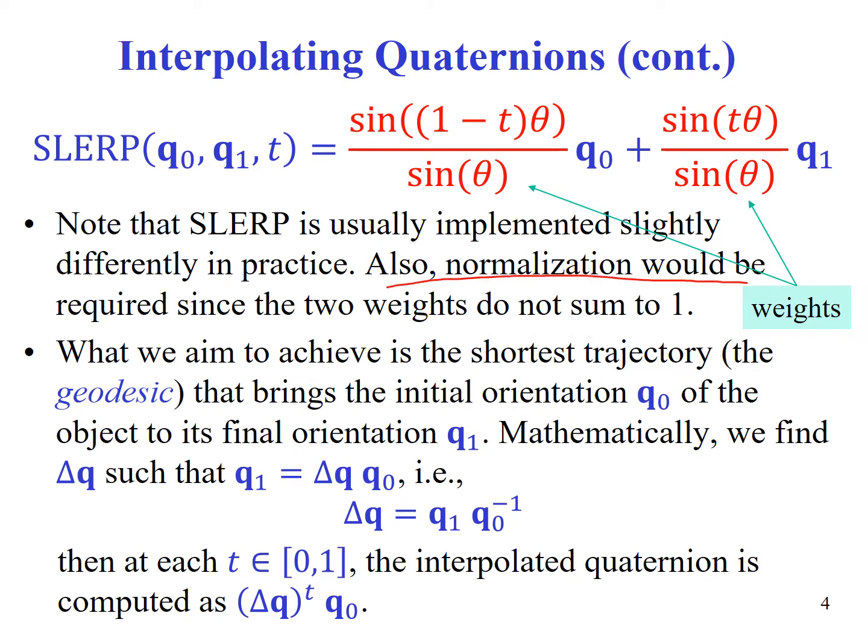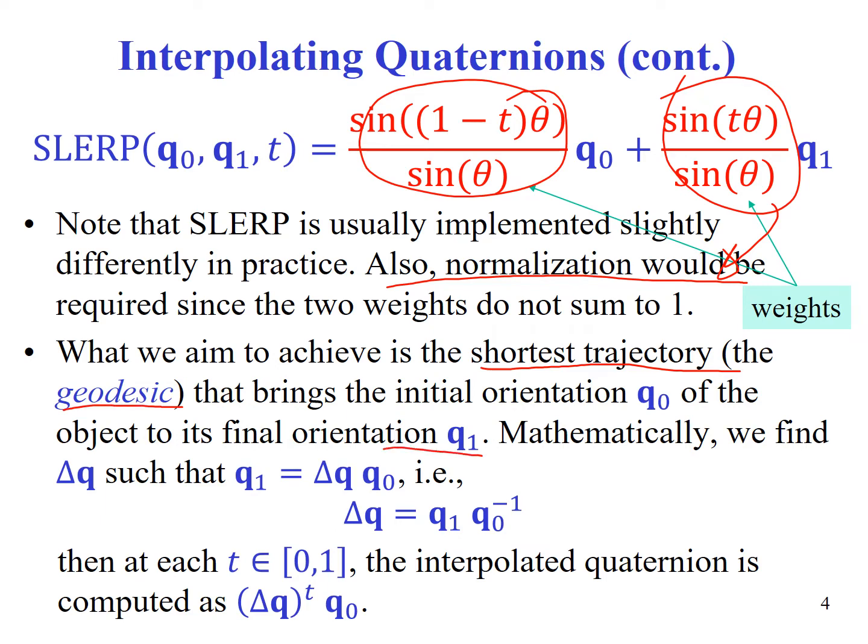It is written here, so normalization is required in SLERP, and these red parts are basically the weights, and the normalization is required because they do not add up to be equal to 1 as in the case of linear interpolation. So the aim in SLERP is that we want to achieve the shortest trajectory, the geodesic trajectory that brings the initial orientation Q0 of the object to its final orientation Q1.